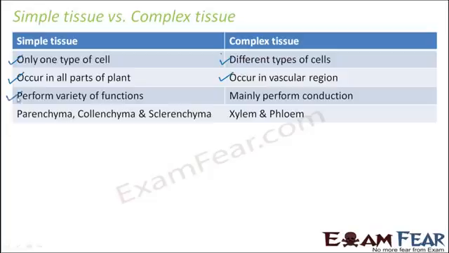Simple tissue performs a variety of functions. They can provide support like sclerenchyma, they can provide flexibility like collenchyma, they can help in food storage like parenchyma. Complex tissue performs only one function, that is conduction. Mainly conduction is the function. Otherwise, phloem parenchyma, phloem fibers and xylem fibers provide some support as well, but basically they are again sclerenchyma tissue. So the main function which they perform is conduction. Simple tissue examples would be parenchyma, collenchyma, sclerenchyma, and complex tissue examples would be xylem and phloem.